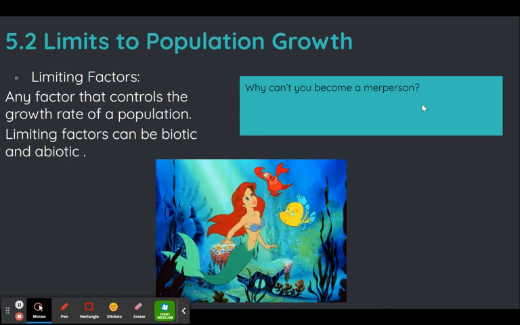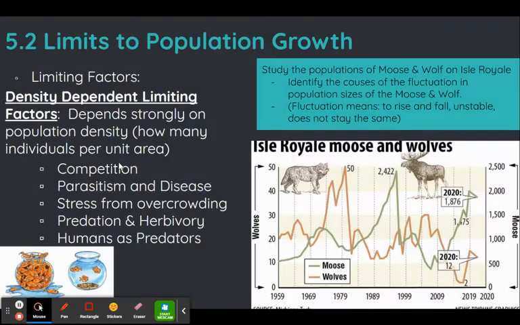Same thing with why we can't have toucans flying around Exeter. The environment, the resources, the climate, it's not made for tropical birds. This is not a tropical ecosystem. Those are limiting factors that control the growth rate of a population in an area.